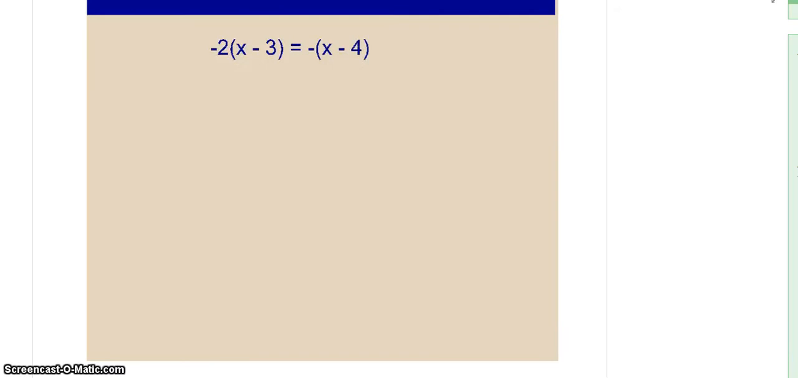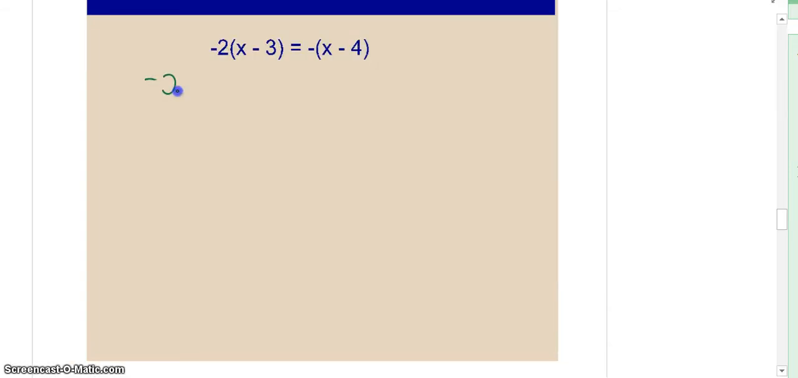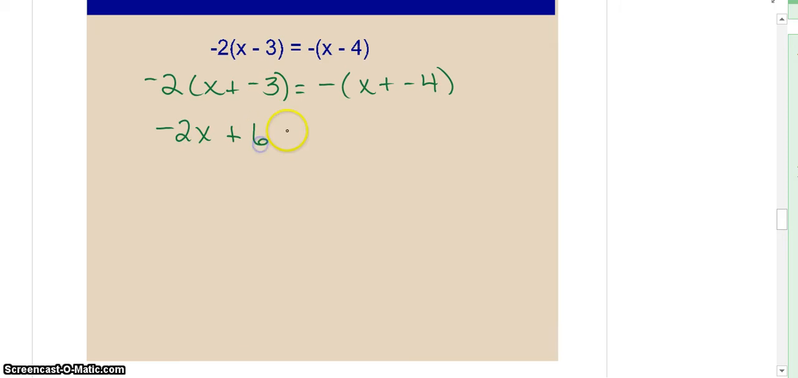In this problem, we have the distributive property on both sides. So let's start by changing all subtraction to addition. We don't have any division, so we don't have to worry about that. So we get negative 2 times x plus negative 3 equals the opposite of x plus negative 4. So on the left side, we need to distribute negative 2 times x to get negative 2x plus negative 2 times negative 3, which is 6.